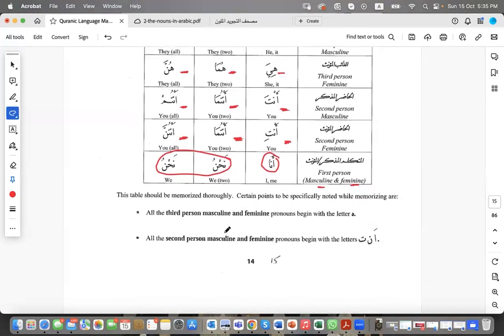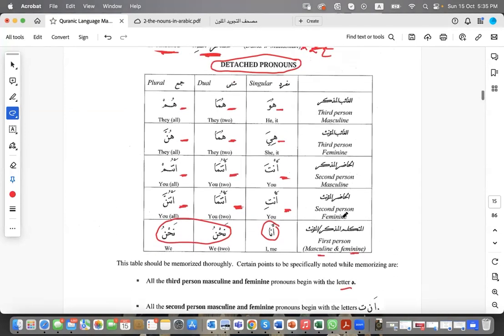This table should be memorized thoroughly, and I will mention later on something that's going to help you a lot to memorize it. Don't worry about that. Certain points to be specifically noted while memorizing are that all the third person masculine and feminine pronouns begin with the ha, as you can see. That is ha, هو, هما, هم, هي, هما, هن. So all the third person starts with a ha.